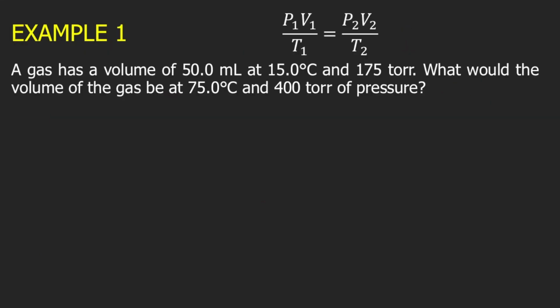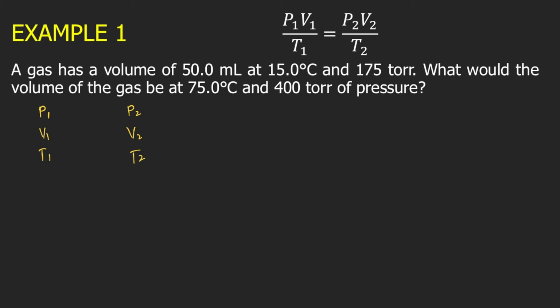Okay? So for our first example, a gas has a volume of 50.0 ml at 15 degrees Celsius and 175 torr. What would the volume of the gas be at 75 degrees Celsius and 400 torr of pressure? So in this type of problem, in combined gas law problems, it is helpful to list the given. So let's identify first the P1, V1, T1, and the P2, V2, and T2.